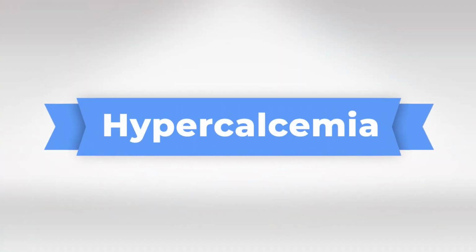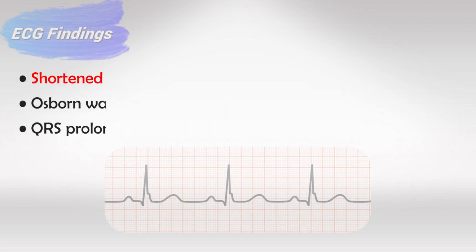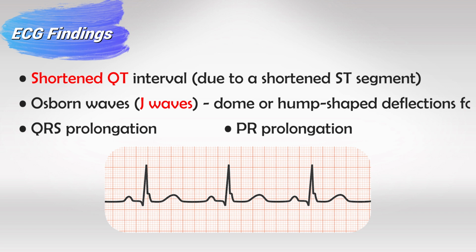We'll start with hypercalcemia, in which we will see a short QT interval. This is very characteristic of hypercalcemia. You will also see the infamous J wave, also known as the Osborne wave, and there will be QRS prolongation and PR prolongation.